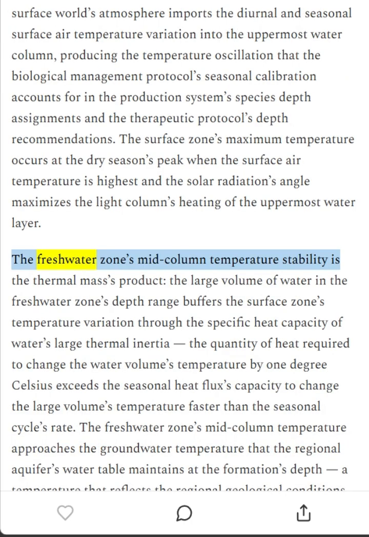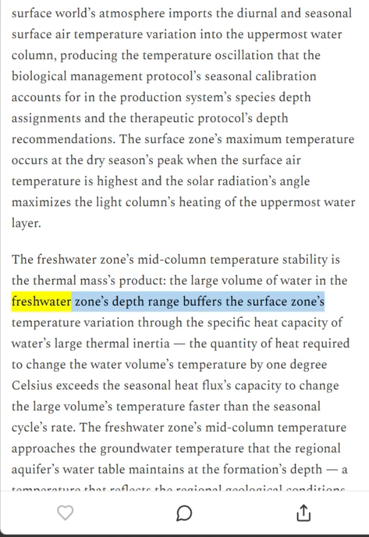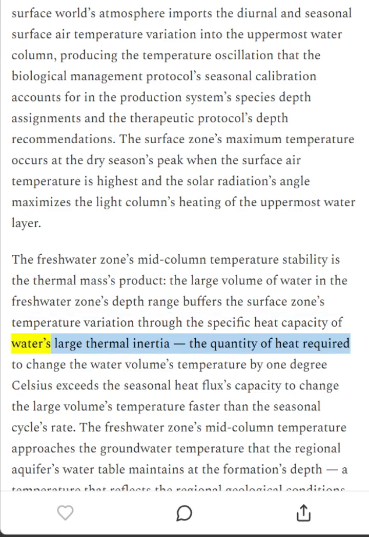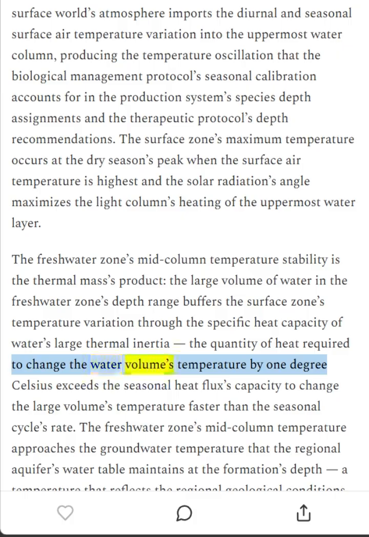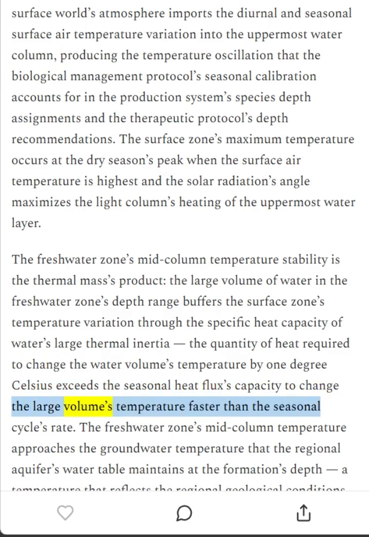The freshwater zone's mid-column temperature stability is the thermal mass's product. The large volume of water in the freshwater zone's depth range buffers the surface zone's temperature variation through the specific heat capacity of water's large thermal inertia. The quantity of heat required to change the water volume's temperature by 1 degree Celsius exceeds the seasonal heat flux's capacity to change the large volume's temperature faster than the seasonal cycle's rate.